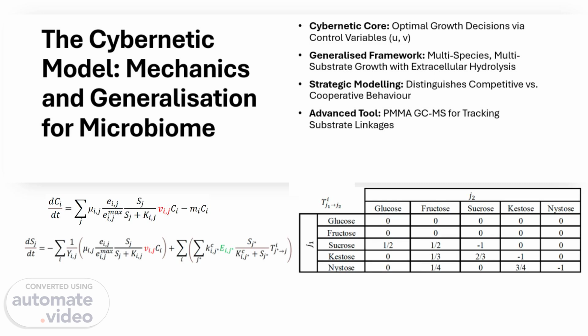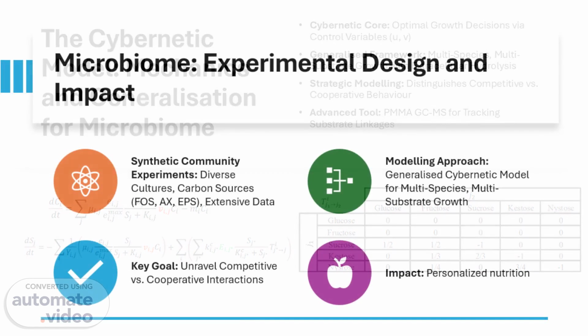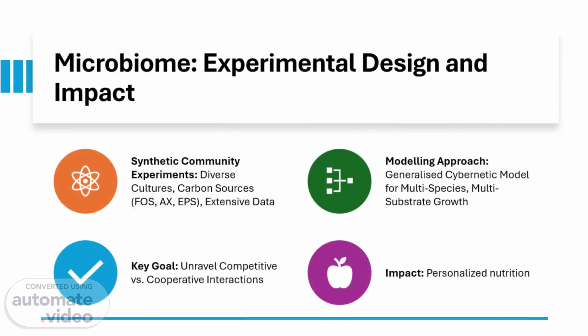We also utilized an advanced tool, PAMA GCMs, for precisely tracking substrate linkages, which is crucial for validating the model's predictions. The equations and substrate matrix illustrate the mathematical foundation of this generalized model. To support our modeling, we conducted synthetic community experiments. These involve diverse microbial cultures and various carbon sources like FOS, AX, and EPS, generating extensive data.